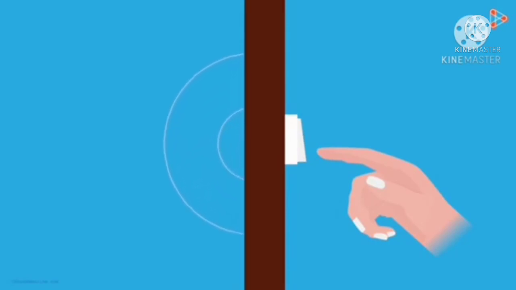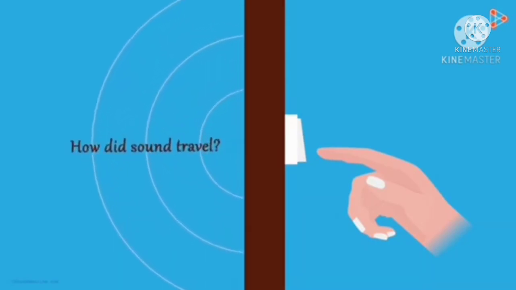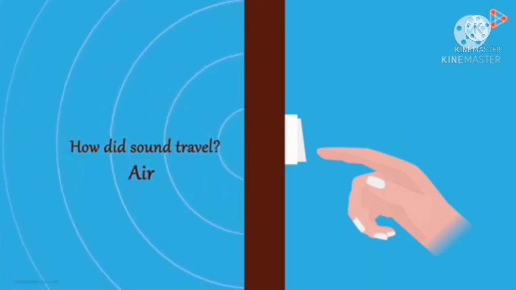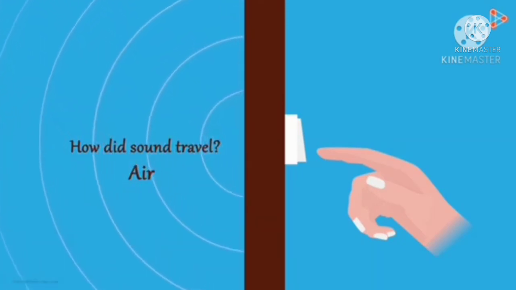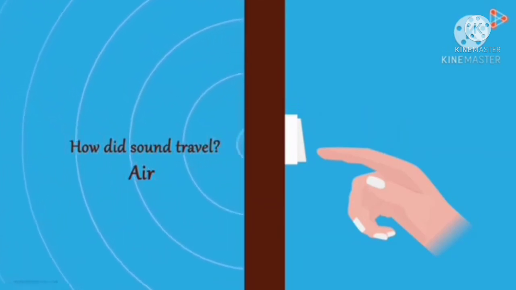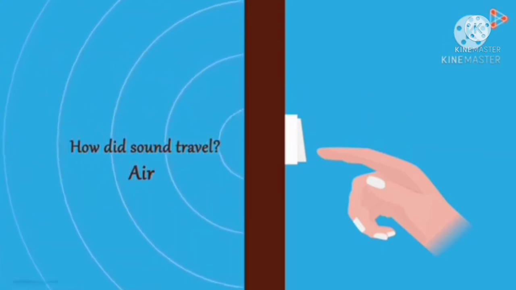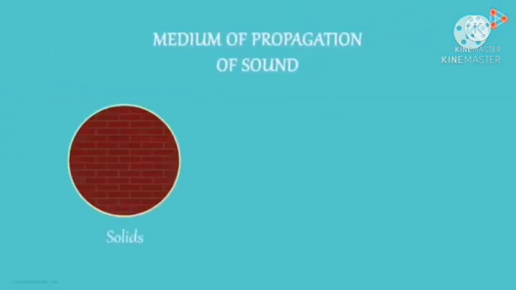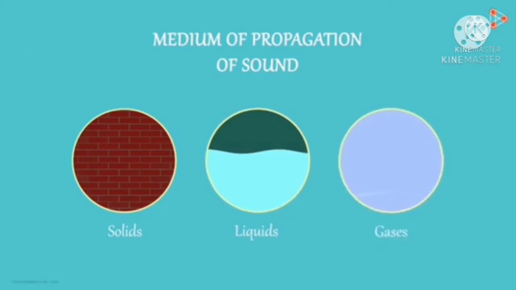Okay, thank you. You know that someone is standing outside your door when you hear the doorbell. The sound of the doorbell traveled to you. Can you guess how it traveled? It traveled through air. Yes, here the medium of propagation is air. Sound requires a medium for propagation. Is the medium always air? Not necessarily. The medium of propagation of sound can be solids, liquids, or gases. Yes, sound can also travel through solids and liquids.